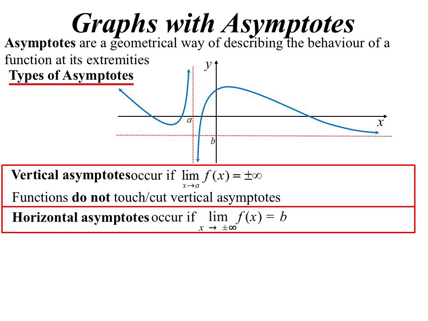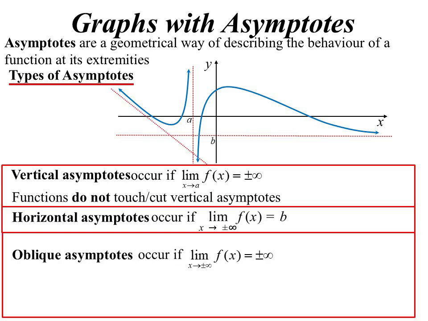Then we have horizontal ones. There's one there. Now that's also the extremities, but this time it's the extremities of the x value. And so it's when the x value is going to plus or minus infinity, what is the y value doing? Now, on this example, out at plus infinity, we're going to this horizontal asymptote of b. Out at negative infinity, it's not going to a horizontal asymptote. It's going to an oblique asymptote, so one that's at an angle.